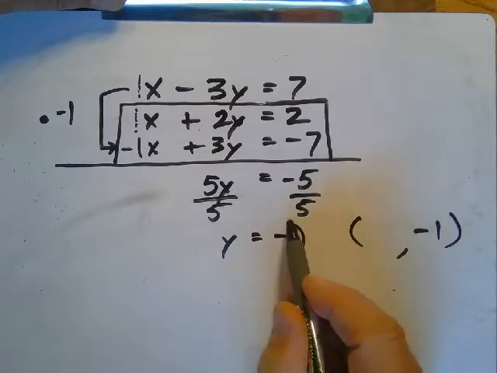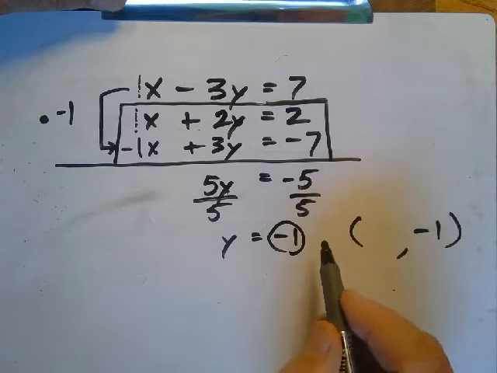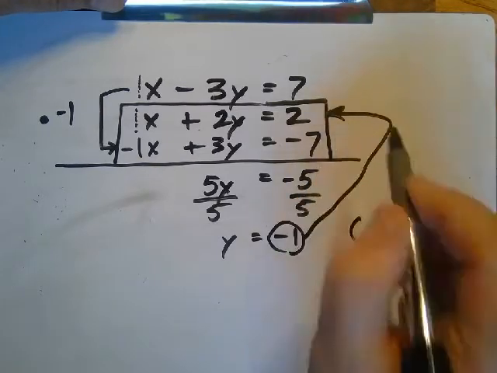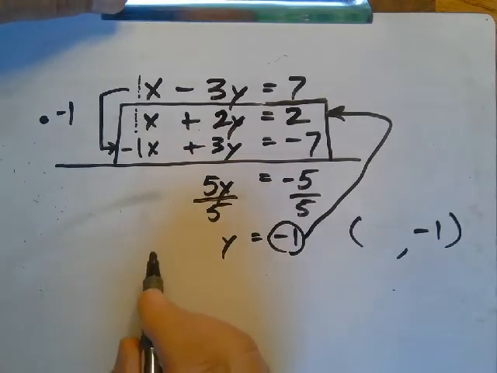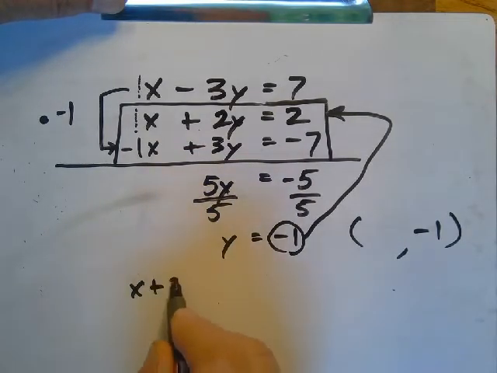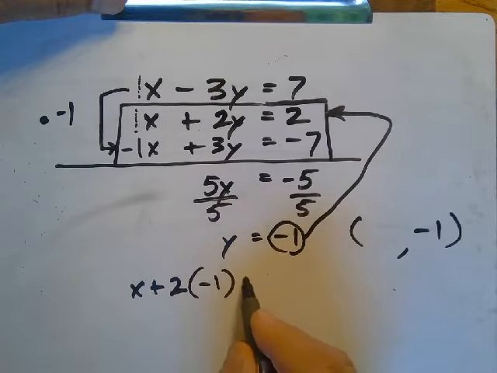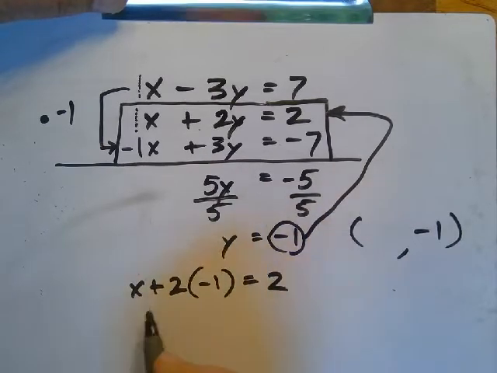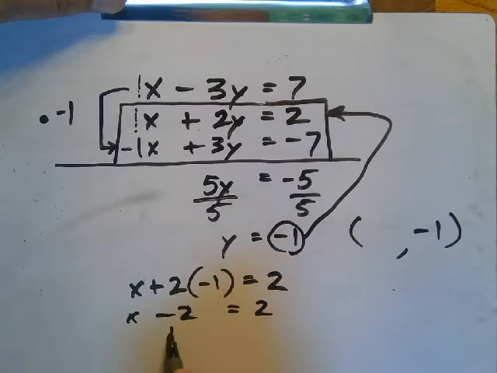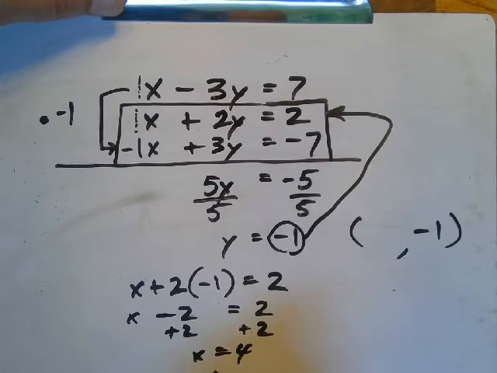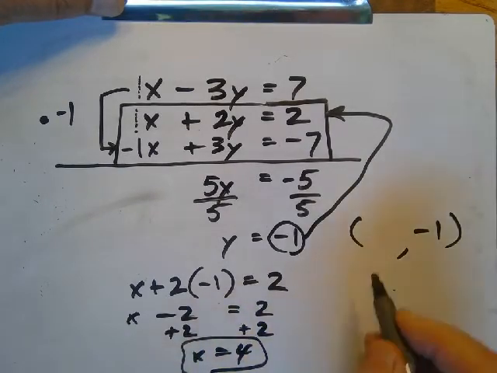Now let's go ahead and stick this back into one of the equations. Again, it doesn't matter which one. I think I'll stick it in this one. Sometimes I pick it because of the size of the numbers, but x plus 2 times a -1 is equal to 2. Okay. x minus 2 equals 2. Adding 2 to both sides, we get x is 4. So we see that the x value here is 4.